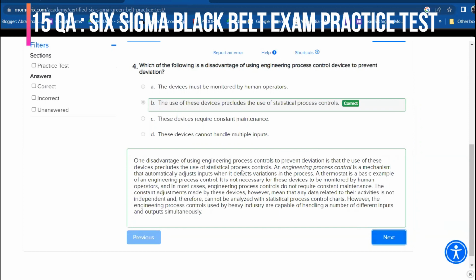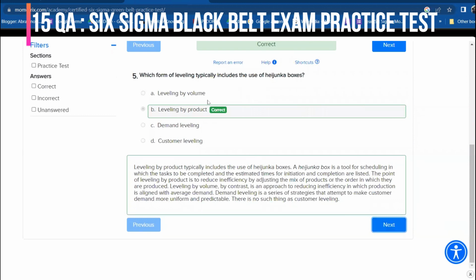And one disadvantage of using engineering process control to prevent the deviation is that the use of these devices precludes the use of statistical process control. And of course, the Heijunka is a direct, straightforward leveling by product.